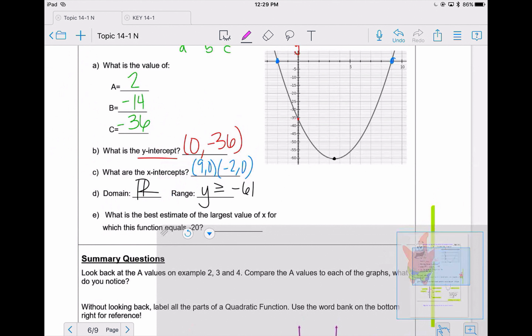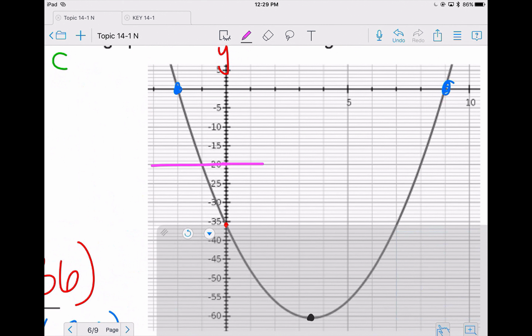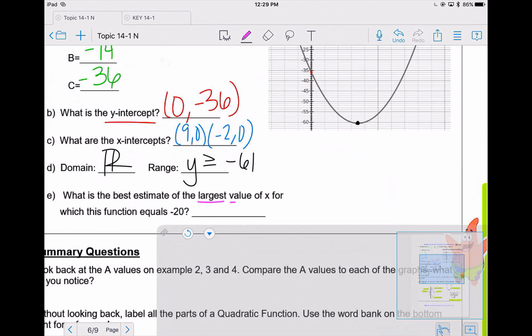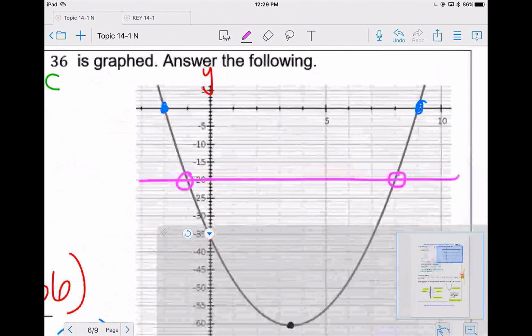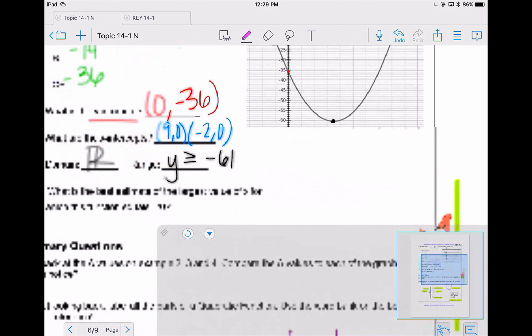Part E, the best estimate for the largest value of x for where the function equals -20. So I go to -20 and draw my horizontal line. It crosses here and here. They ask for the largest value, so my values are -1 and 8. Largest value of that would be 8.